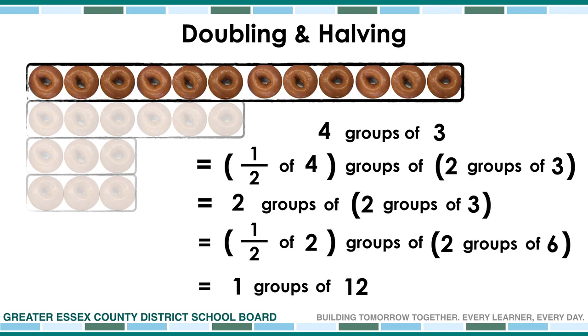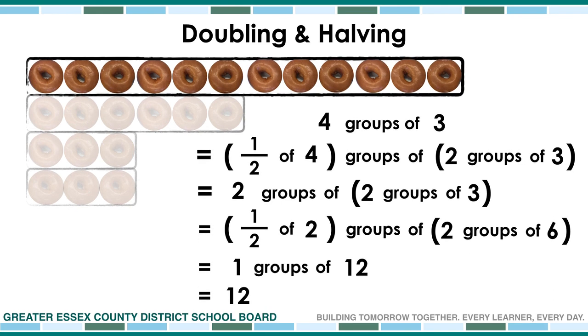So do you see what we just did here through this doubling and halving strategy? We took 4 groups of 3 and we used the doubling and halving strategy to help us arrive at the answer of 12. Now, for you and I, we're looking at this and thinking, how useful really is that? Because I know that 4 times 3 is 12. And our kids should know that too.